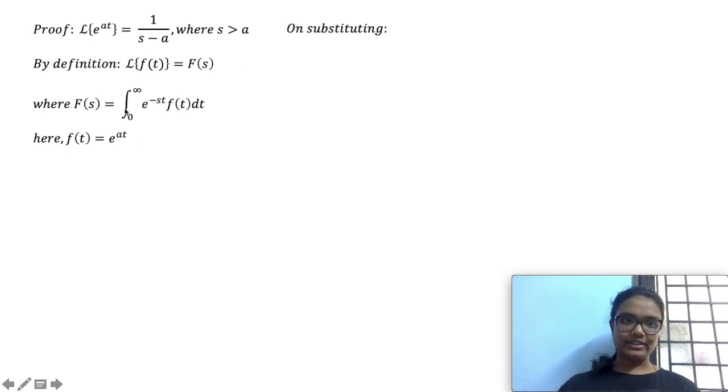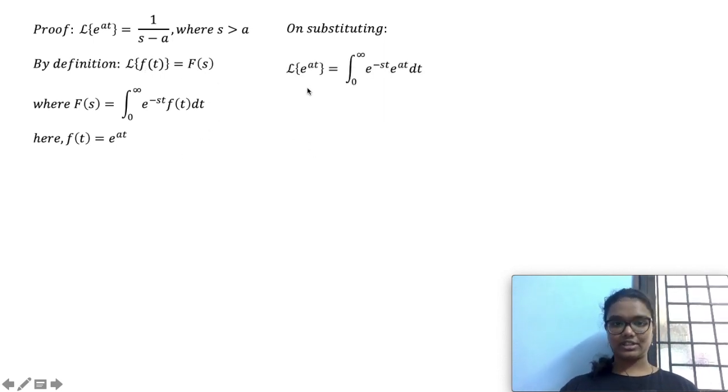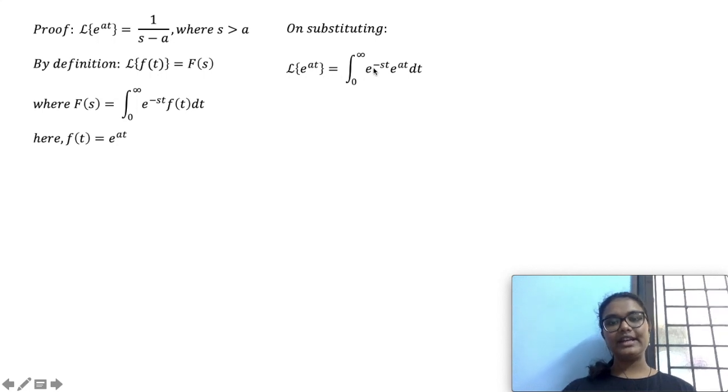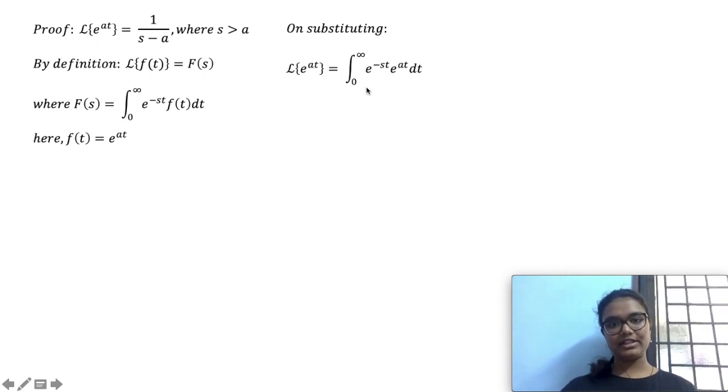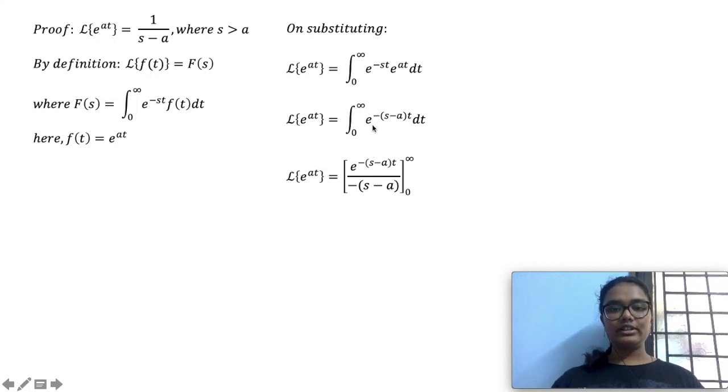On substituting this e^(at) in the definition of Laplace transformations, we get the Laplace transform of e^(at) equals the integral taken between the limits 0 and infinity of e^(-st) times e^(at) dt, which gives us the integral 0 to infinity of e^(-(s-a)t) dt. We will solve the integral now. So we get e^(-(s-a)t) divided by the differentiation of this term, which gives us -(s-a), taken between the limits 0 and infinity.